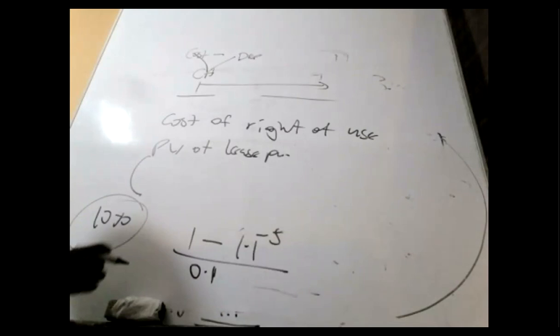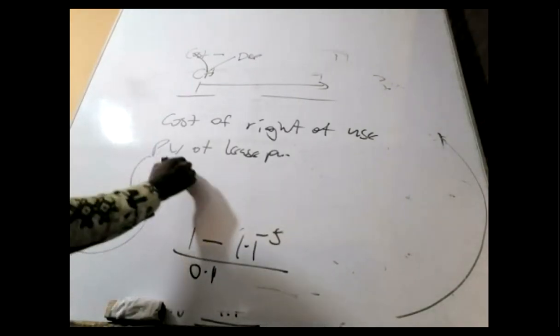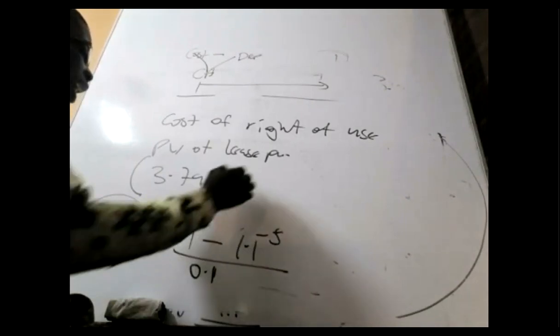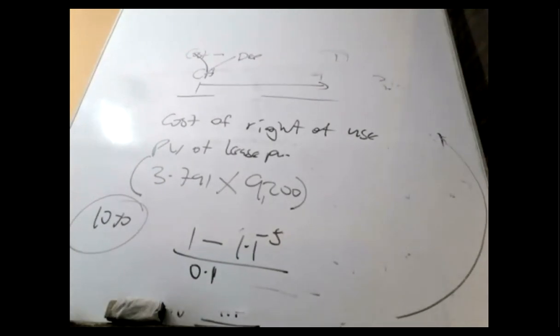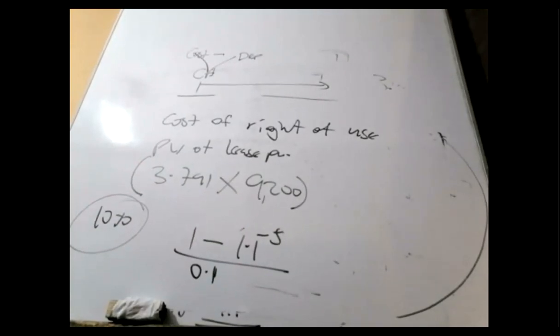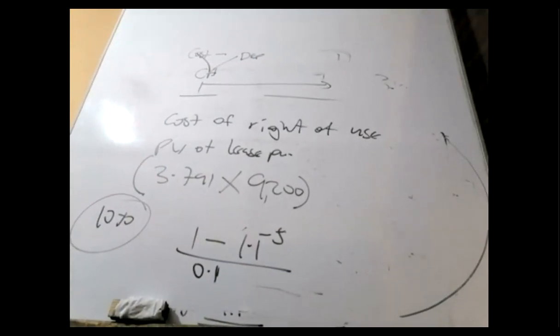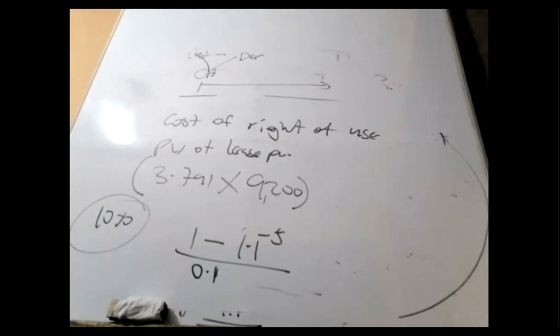If you solve this one, it should give us something like 3.791 times the cash of 9,200. So let's multiply this. The answer that you get, you can use it to calculate for the lease obligation. So use that to calculate for the lease obligation. That'll be 3.791 times 9,200.